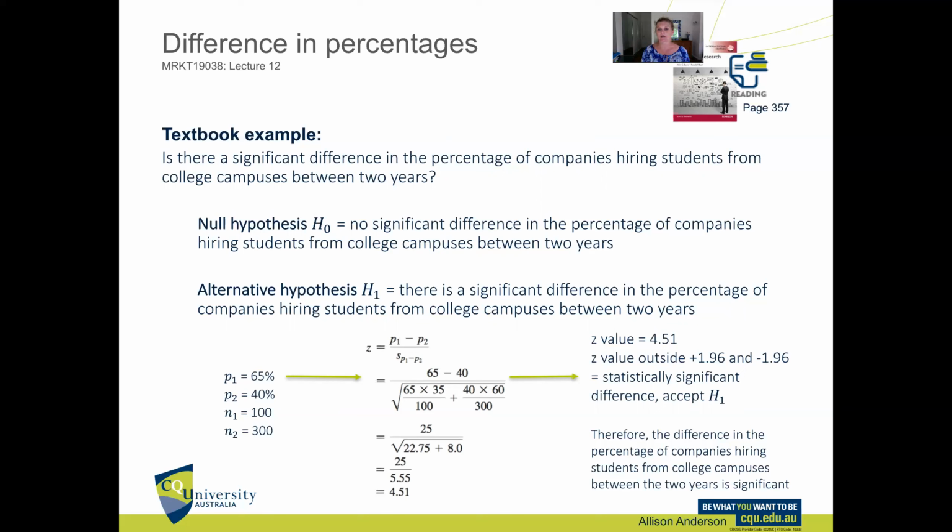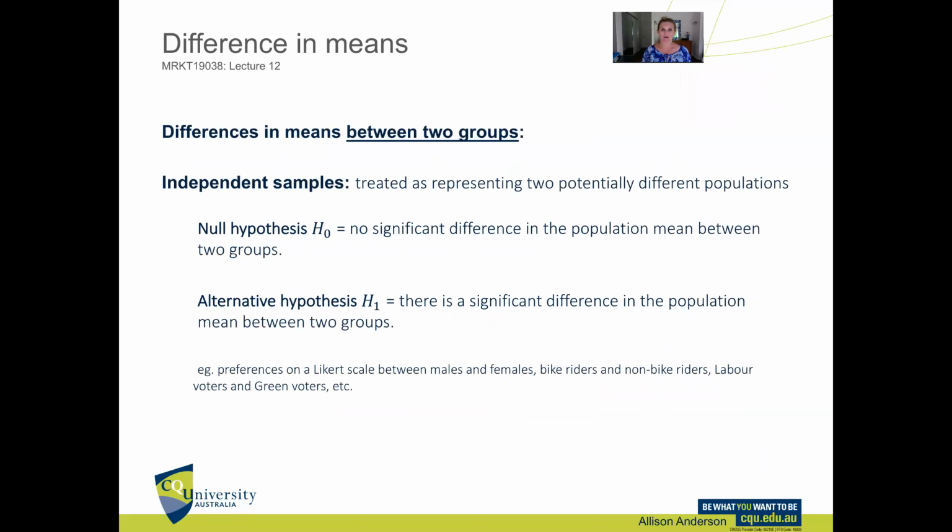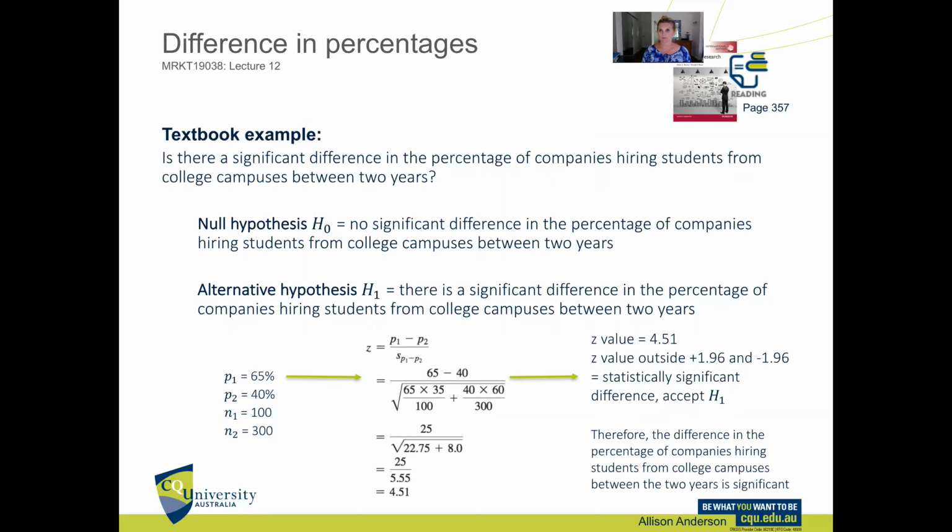That says that it's outside 1.96 and minus 1.96, which means it's a statistically significant difference. And so you can accept H1, that there is a significant difference between the percentage of companies hiring students from college campuses between the 2 years. Hopefully that makes sense. All right, so now means. So that's percentages done, right? We've discussed that. You understand the formula, hopefully, and that should all make sense.